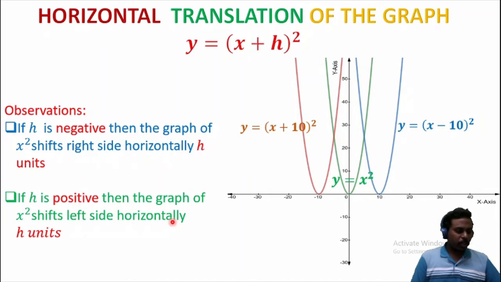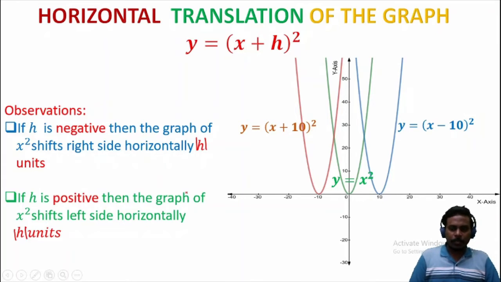I am talking about h positive and h negative, so here I have to say mod h units, because otherwise we will have a confusion about how many units when h is negative or positive. So here what I am saying is it is shifting mod h units to the right side, or mod h units to the left side.